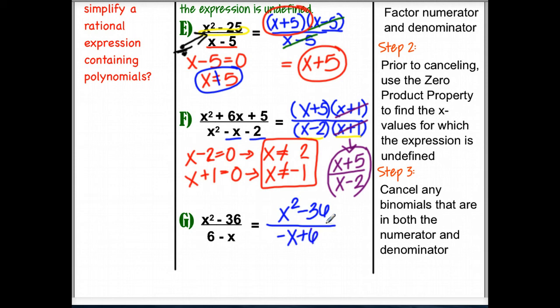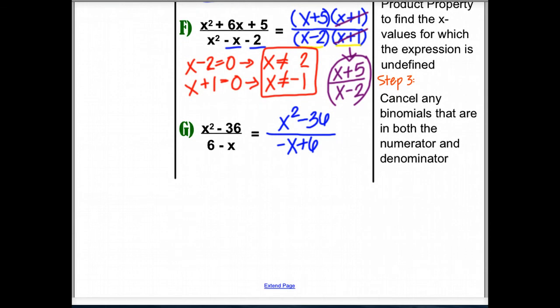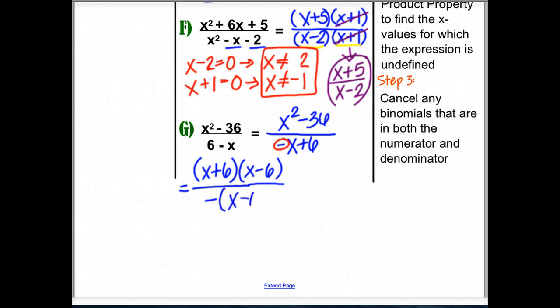So now when I factor, let's start with the top actually. I see that I have a difference of squares, so I have (x plus 6)(x minus 6). And now I look, and my bottom doesn't quite look like that, so I'm actually going to take this negative here, and I'm going to factor it out. And if I factor out a negative, that leaves me with positive x minus 6.